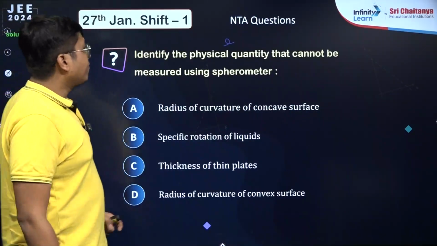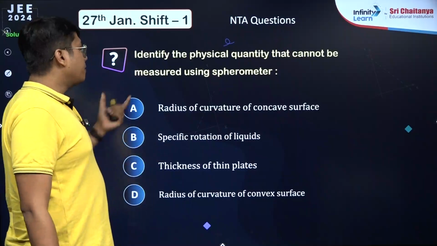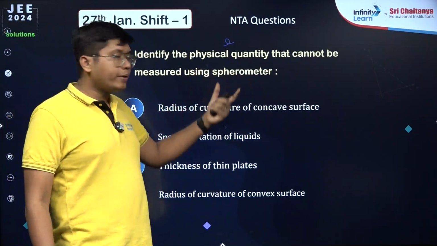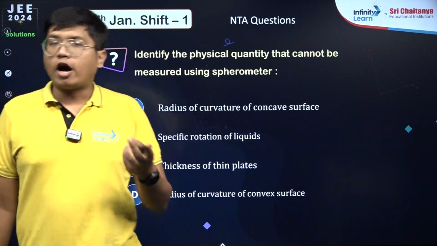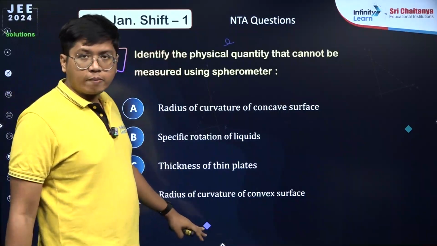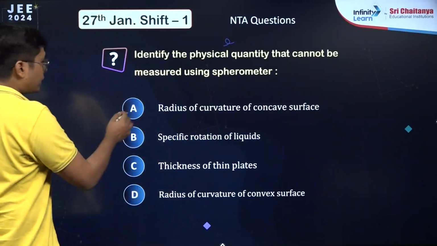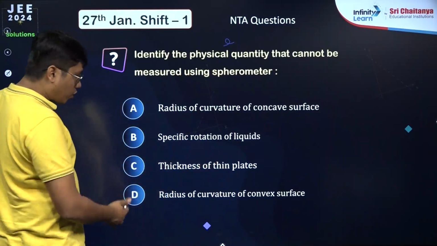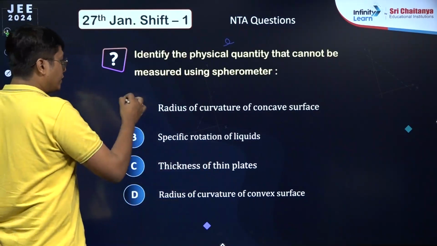It says identify the physical quantity that cannot be measured with a spherometer. Now this stumped plenty of students because the spherometer is not technically in your syllabus. How do you answer this? You answer this by looking at the options over here. You see that option A, radius of curvature, option C, thickness of a thin plate, and option D, radius of curvature.